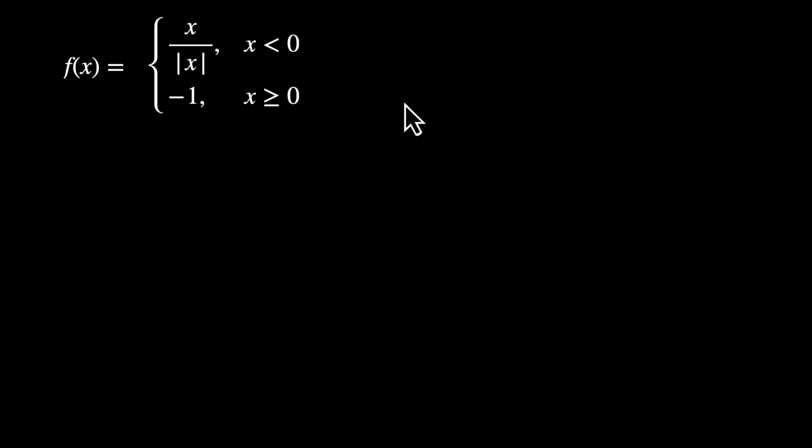Okay, let's do this together. We'll check at this point where the definition is changing. Let's check at x equals 0. So the left hand limit will be x tends to 0 minus f(x), and we'll use this definition because when x is less than 0, the function is taking this value. So x by mod x when x tends to 0 minus.